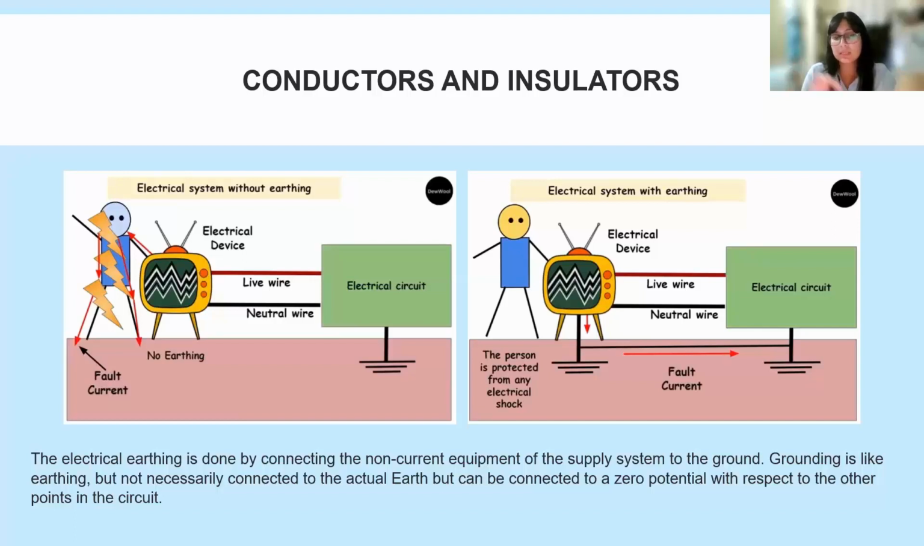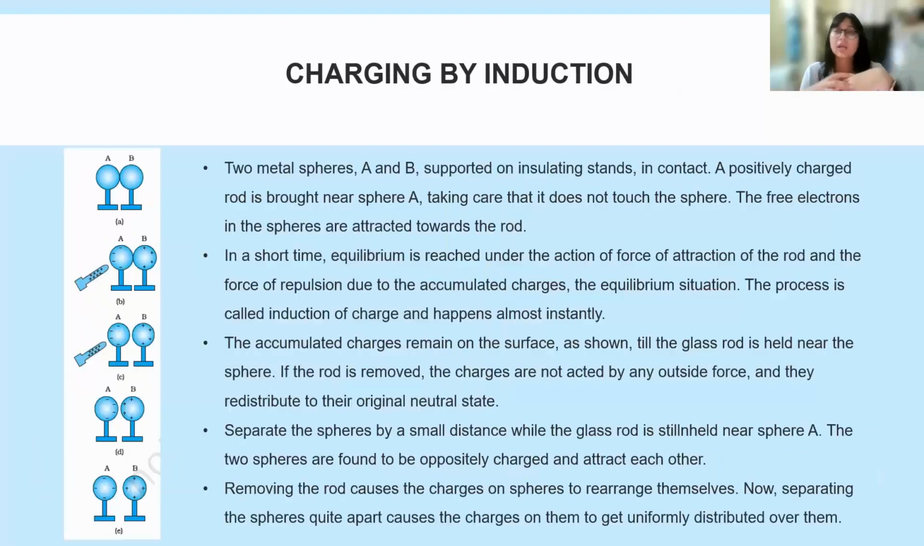So that is earthing. And grounding is like earthing, but it is not connected to the ground actually, but it is connected to zero potential. So it can pass through that earthing wire, the grounded wire, and it will go to the electrical circuit itself. So now we understood what electric charges are.